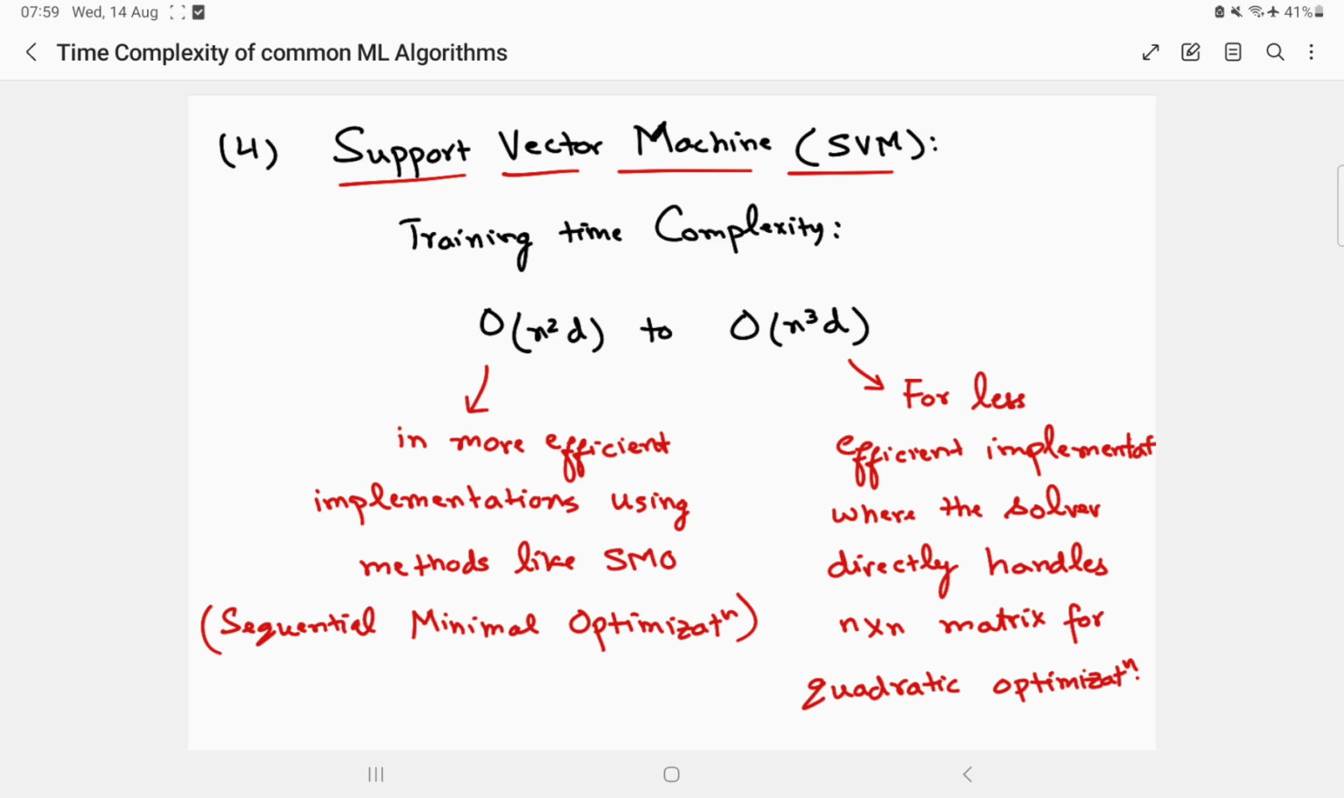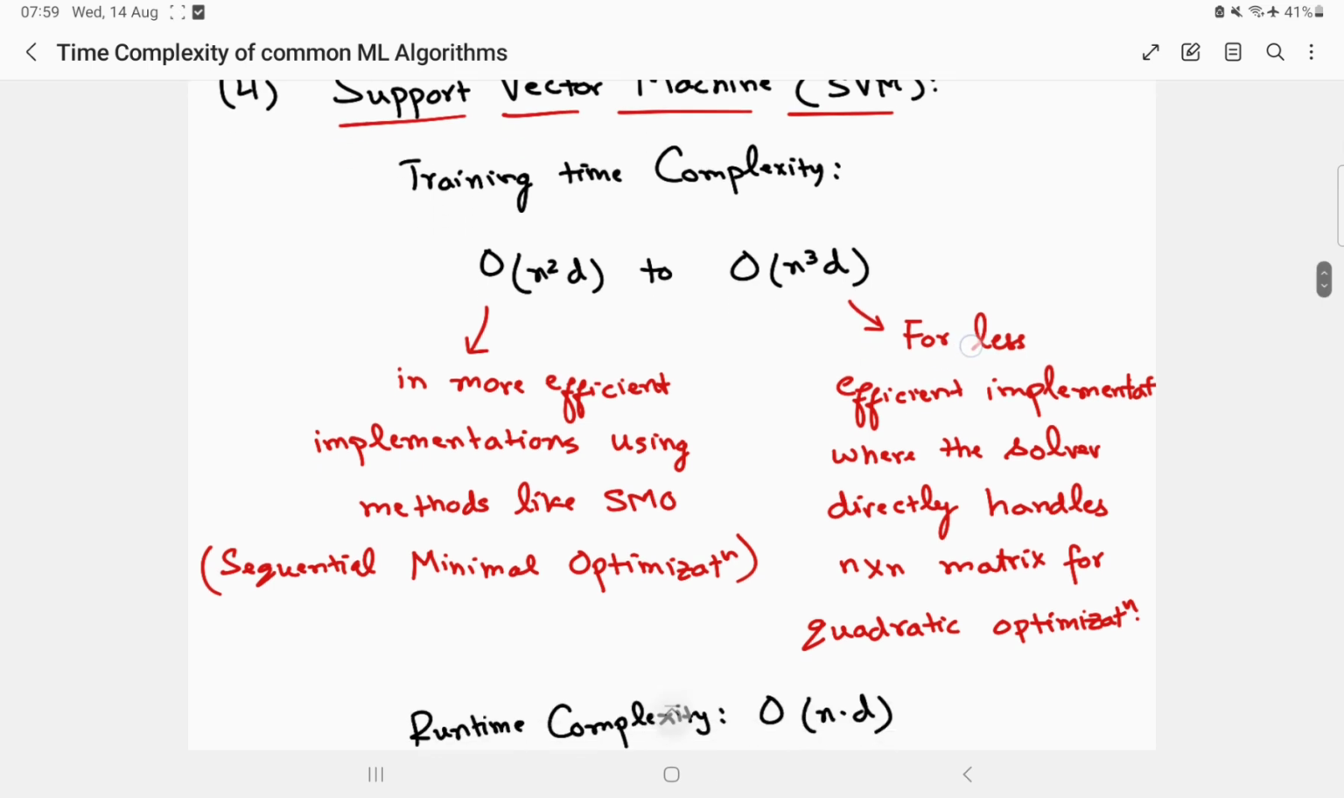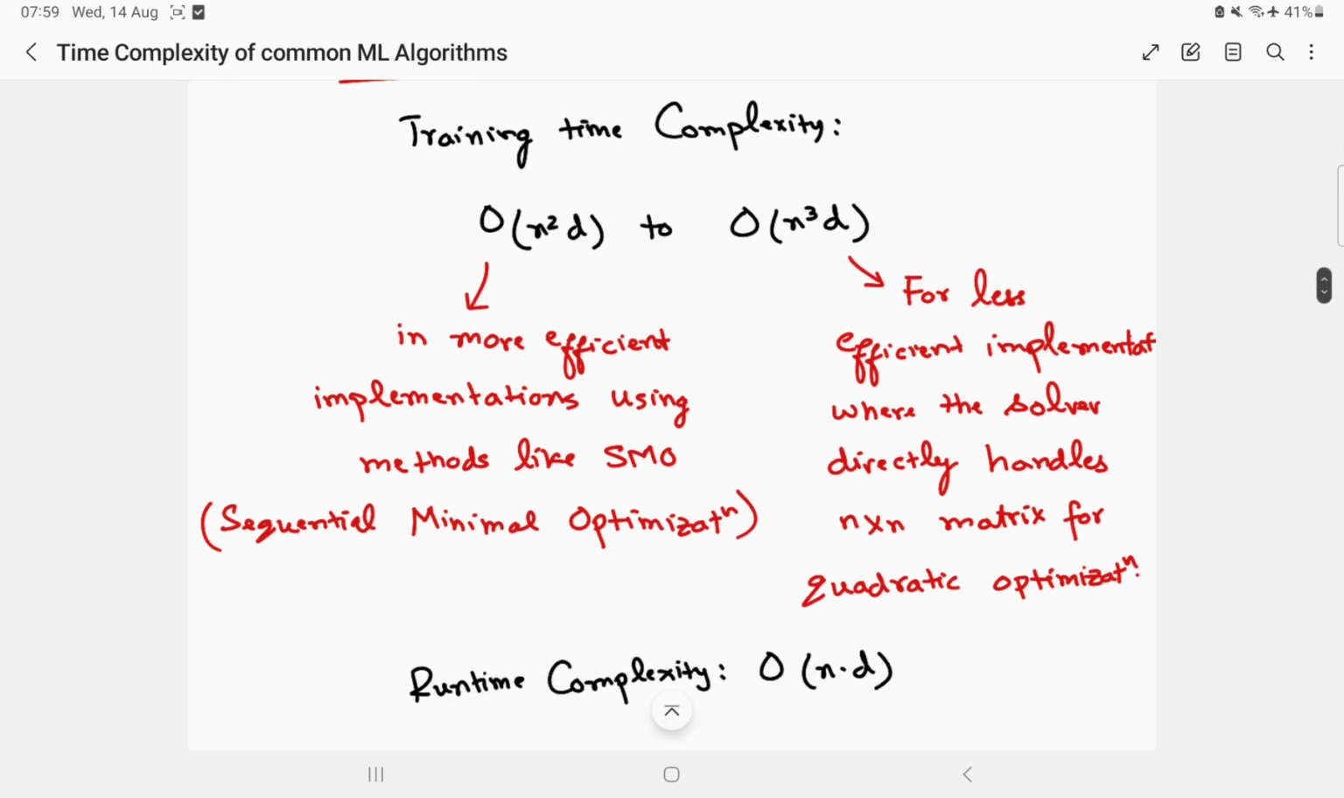Because the complexity depends on the optimization problem for SVM, which in this case is quadratic programming, and it scales poorly with the number of samples. And when is it each one of these? So you have big O of n squared d in more efficient implementations of SVM using methods like SMO, that is sequential minimal optimization. And you have big O of n cube times d for less efficient implementations, where the solver that you are having directly tries to handle the n cross n matrix for the quadratic optimization. So it could vary, but in general you can say that the time complexity varies from big O of n squared d to big O of n cube d.